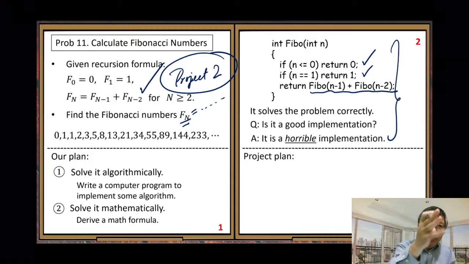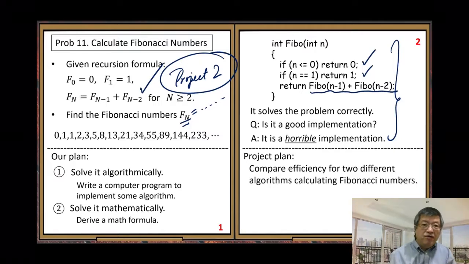In project 1, you are given 3 different methods. Then you write code to implement all 3 methods. Then you compare the efficiencies, right? Here we will do similar things, but the problem is the Fibonacci number problem. All right. Here, let me explain the project plan.